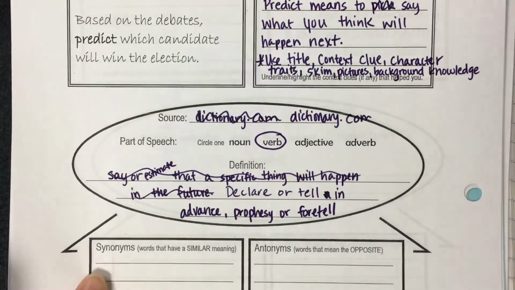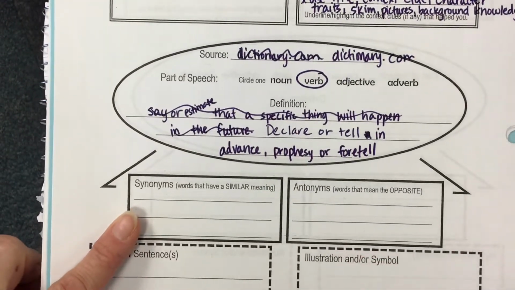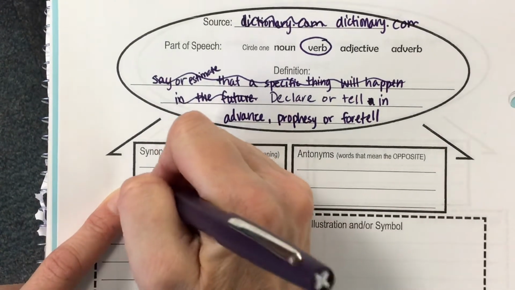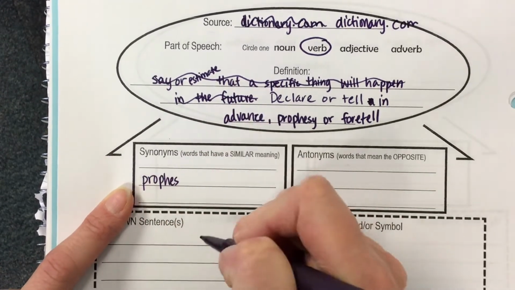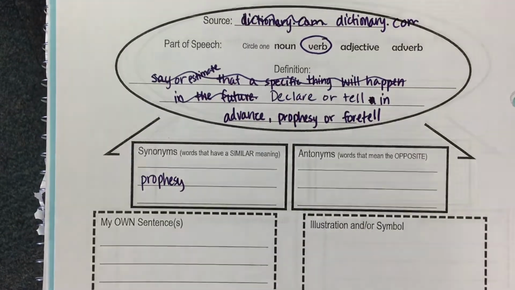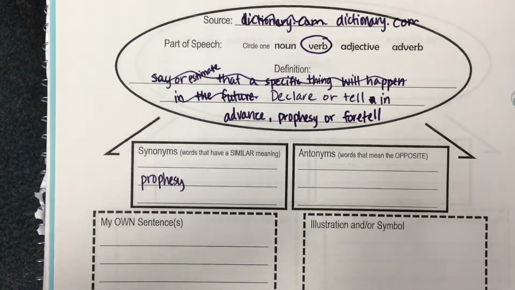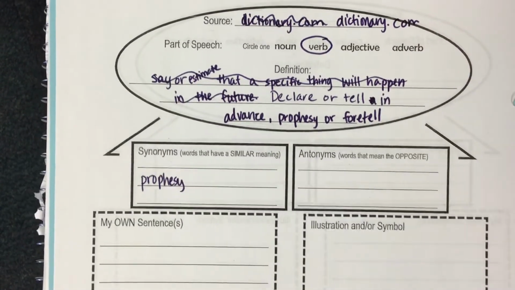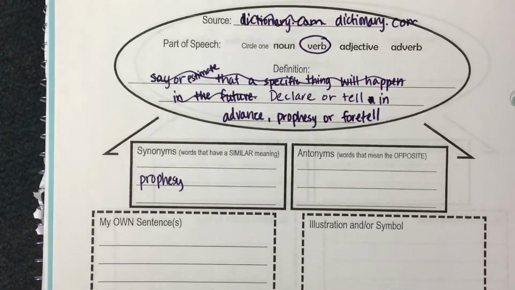Okay, give me a synonym for predict. What's a synonym for predict? Nolan. Prophecy. Okay, prophesy. That's a good one. What else is a synonym? Yes. Infer. Not necessarily. You could infer based on a prediction, but you could also just infer that a person is feeling sad, and that would not really be predicting.